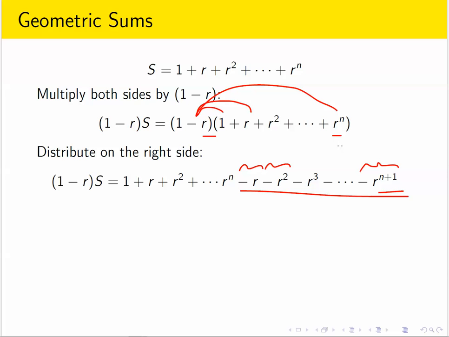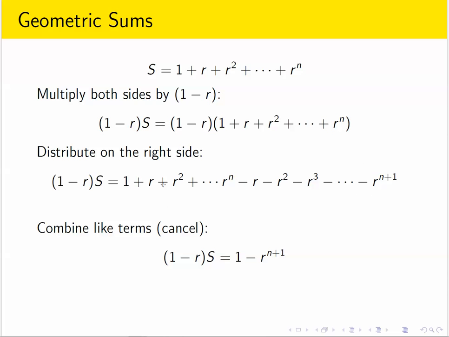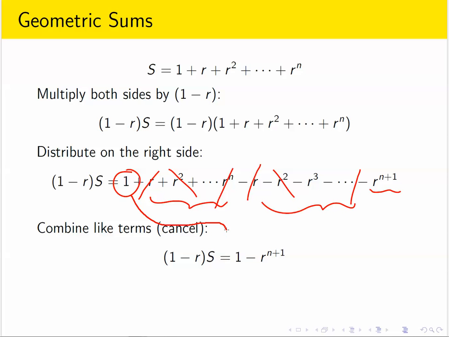Now take a look at what we've got here, and now you can see why this was a good idea, because we get a bunch of terms that look the same but they have opposite signs, which means they cancel. Plus r and minus r cancel. Plus r squared and minus r squared cancel. All these powers of r here cancel with something over here. This r to the n cancels with the r to the n that's just before the end here. All that's left after you cancel is the 1 and the minus r to the n plus 1.